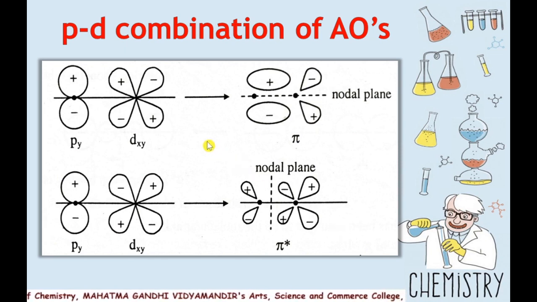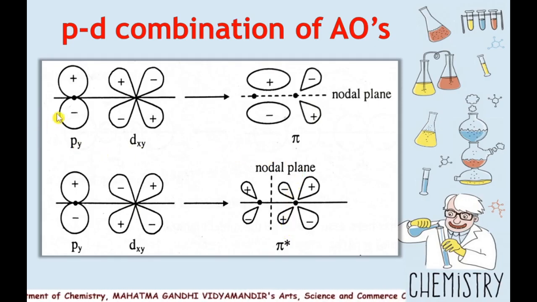Now we will discuss pd combination of atomic orbitals. Here, combination of p orbital of one atom with the d orbital of the other atom produces one bonding and one anti-bonding molecular orbital as shown in this diagram.